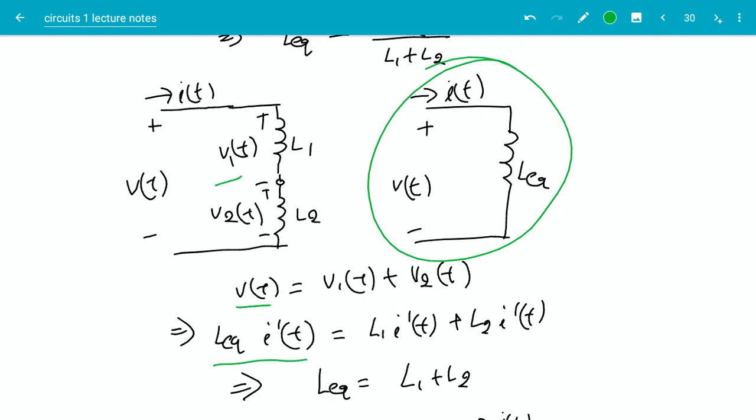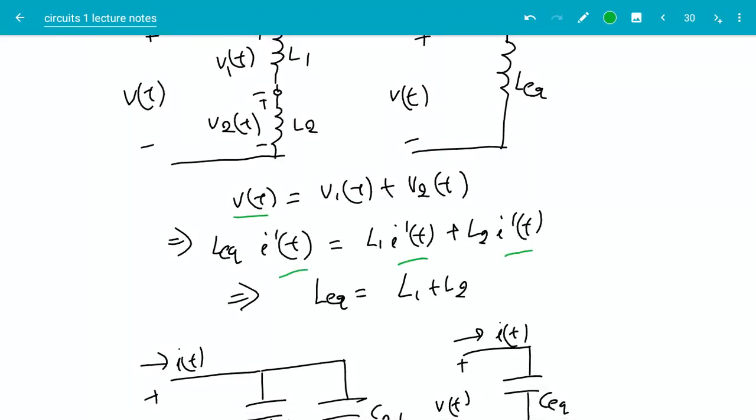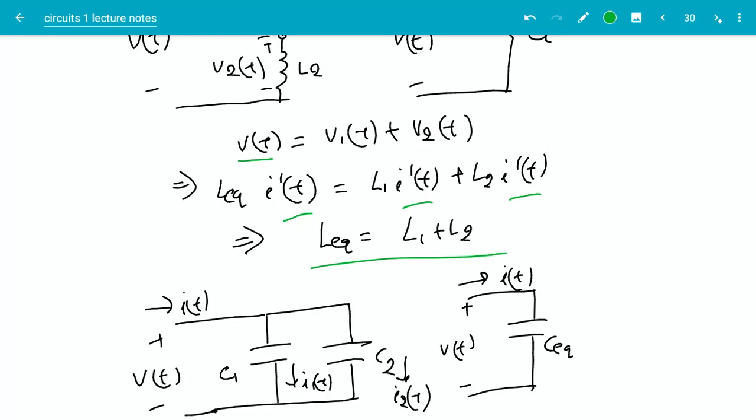Now, V1 of t is the voltage across L1. So I can write V1 of t would be L1 times I prime of t, because I of t is the current going through L1, and V2 of t would be L2 times I prime of t. Then I prime of t is the same on both sides of the equation, so I can divide both sides by I prime of t, and I get this equation here.